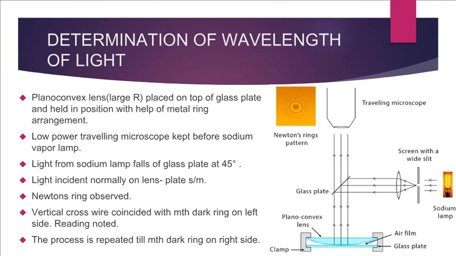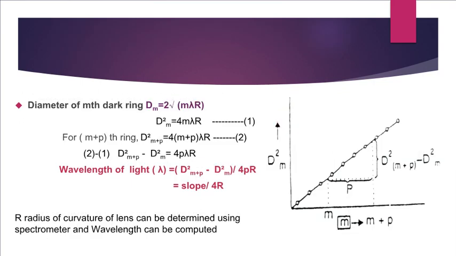The difference between the corresponding readings of the mth dark ring on the right and left gives the diameter of the mth ring. Now we have a set of readings. We can determine the wavelength of the light source using this setup.